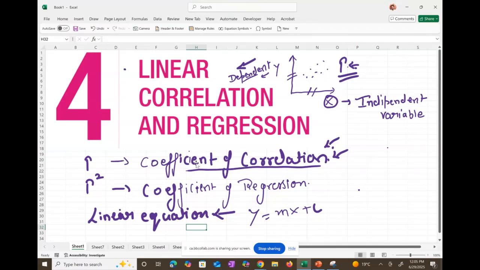Now, in the last class, we talked about the coefficient of correlation. In today's class, we'll talk about the coefficient of regression and the linear equation. Just to give you one more brush up, the coefficient of correlation helps us in finding the relationship between X and Y values.